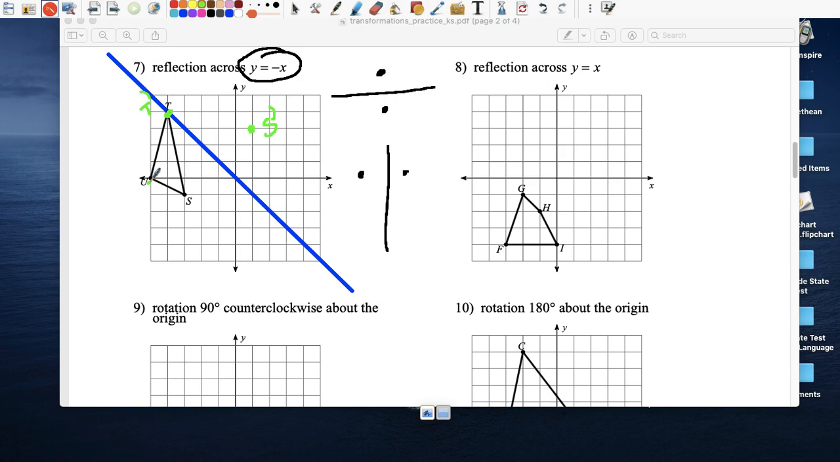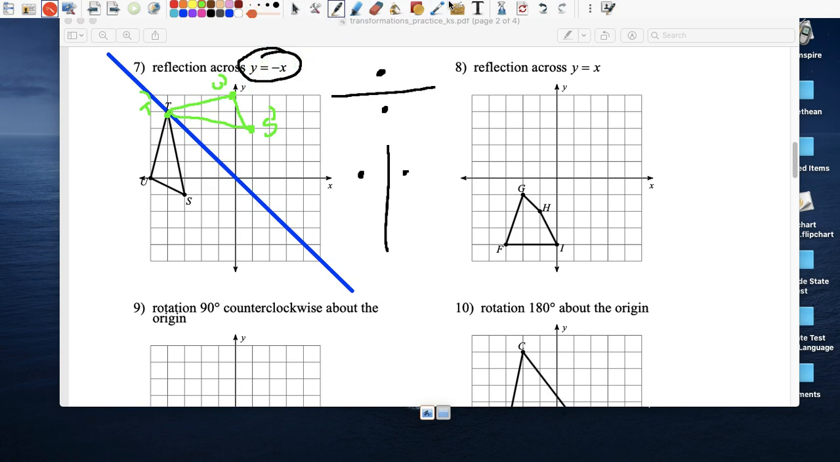U is 1 diagonal, 2 diagonals, and a half. So 2 and a half. On the other side, let's count half, 1, 2. And this is U prime. If you connect, it's going to look like little angel wings. And you can tell that it's correctly reflected because when you fold this paper, one wing would be right on top of the other wing. Okay. Now, that's y equals negative x.